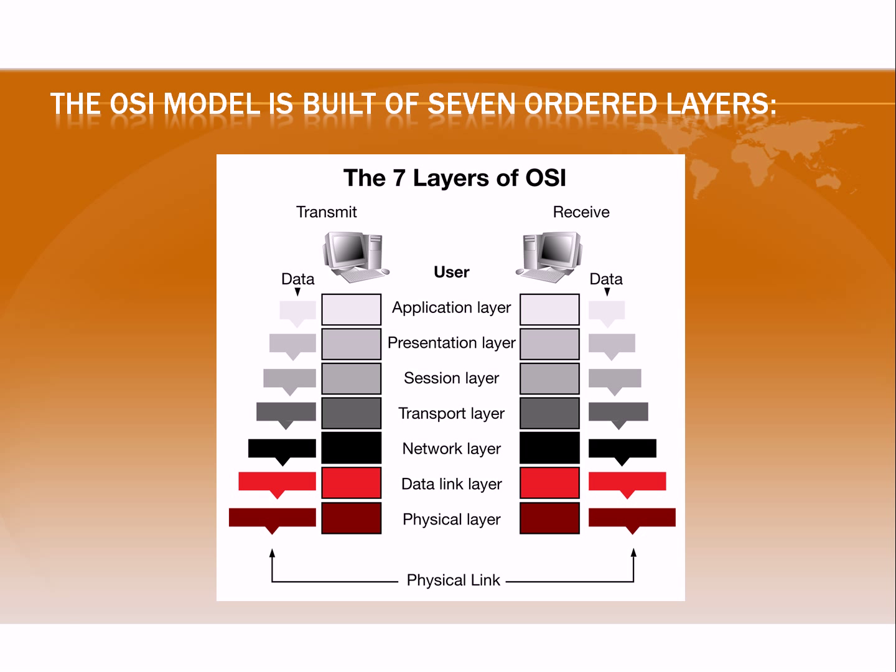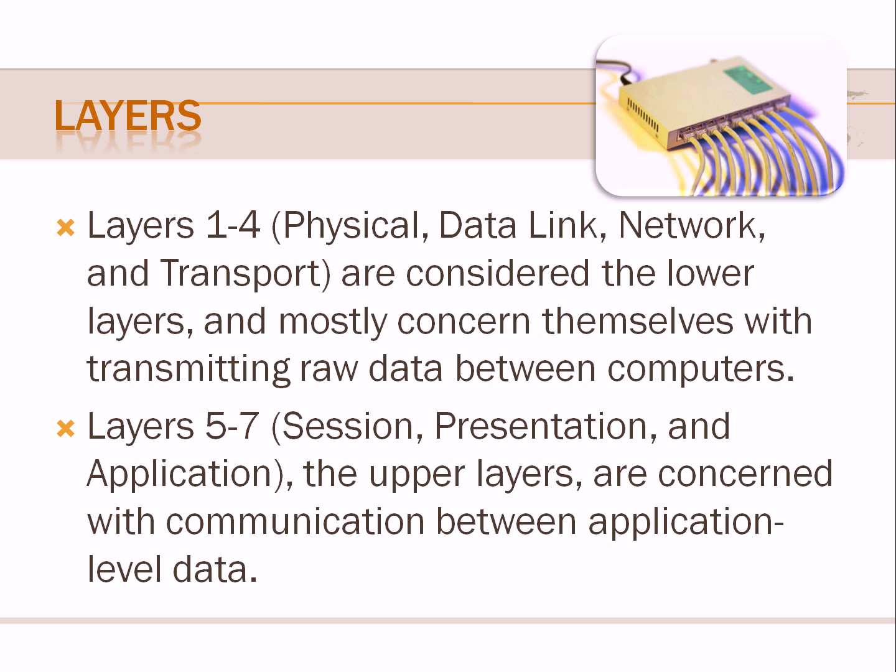The OSI model is built of 7 ordered layers. Starting from your transmitting computer, the data will travel down through the application layer, presentation layer, session layer, transport layer, network layer, data link layer, and physical layer, where then it will travel across a physical link into the receiving computer, starting at the physical layer, moving up to the application layer, and then into the receiving computer.